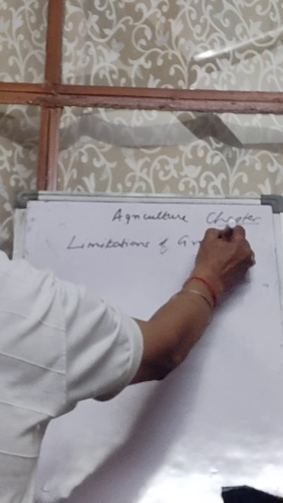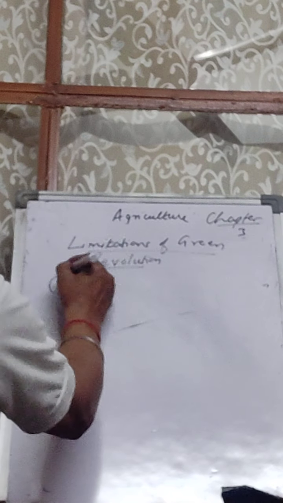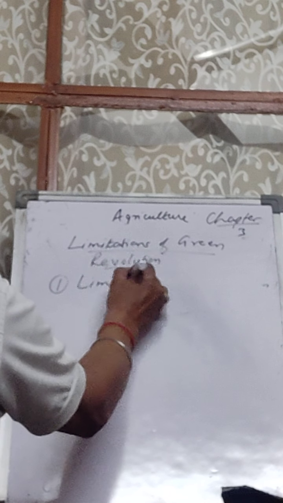Now students, last topic of this chapter is limitations of Green Revolution. Now instead of limitations, in the exam you can be asked the word bad effects. What was the bad effects of Green Revolution? So answer will be same. पहला bad effect क्या है इसका? Limited crops.